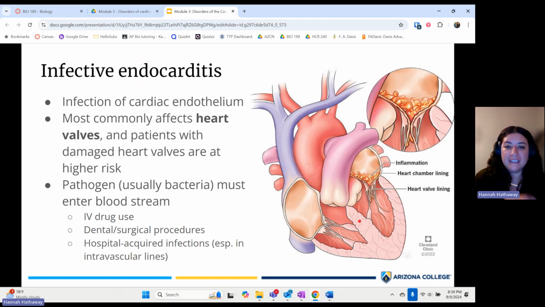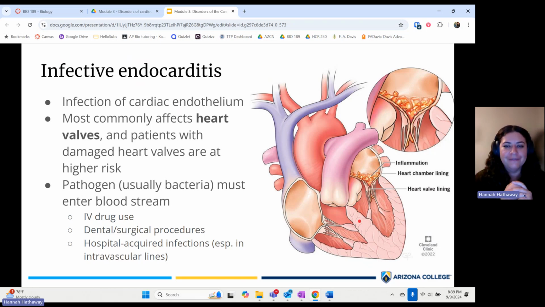So for example, IV drug use is probably the most common risk factor, because someone who is injecting themselves with street drugs may not always be using a clean needle. That is just increasing the likelihood of introducing pathogens into the blood. Dental and surgical procedures are also another example, because those are the most common surgeries that people get, and usually get them not at a surgical suite. So there's just more risk.